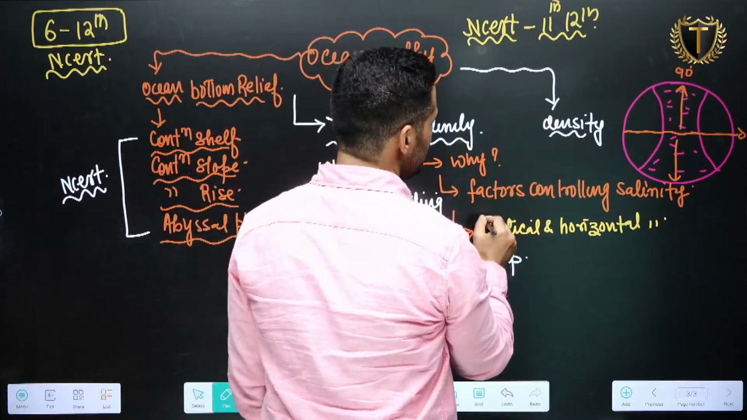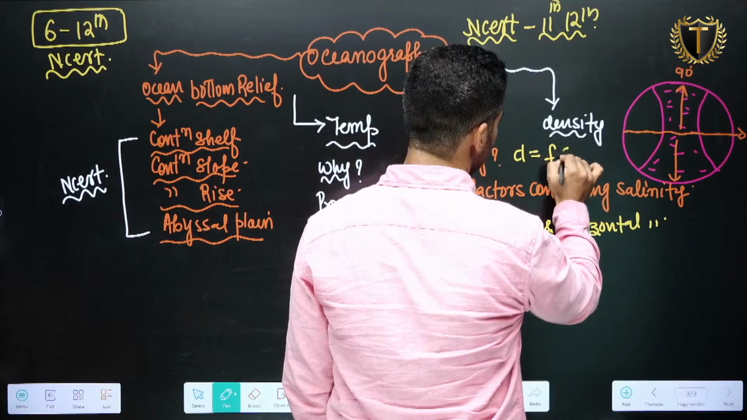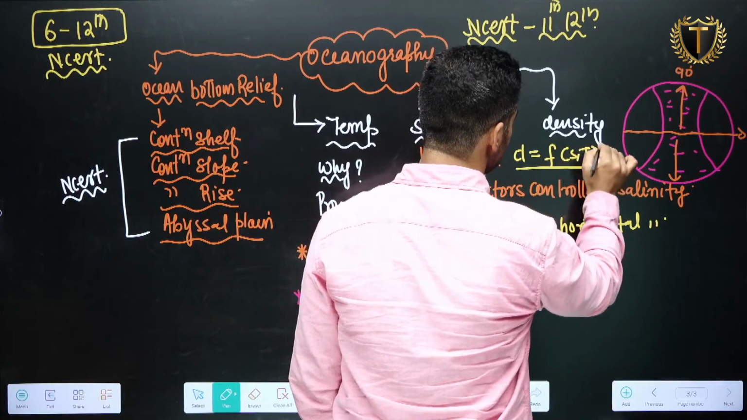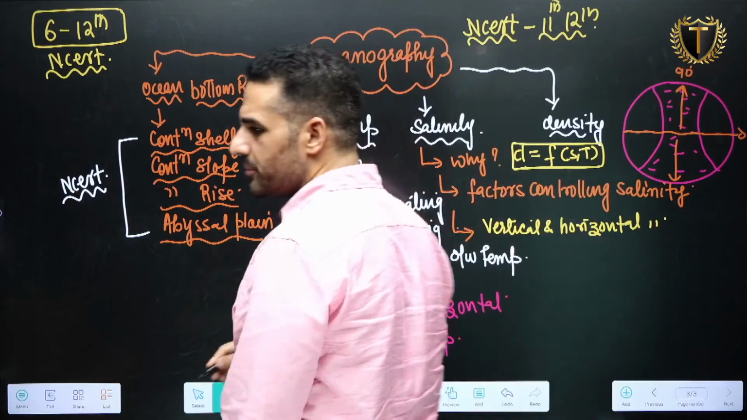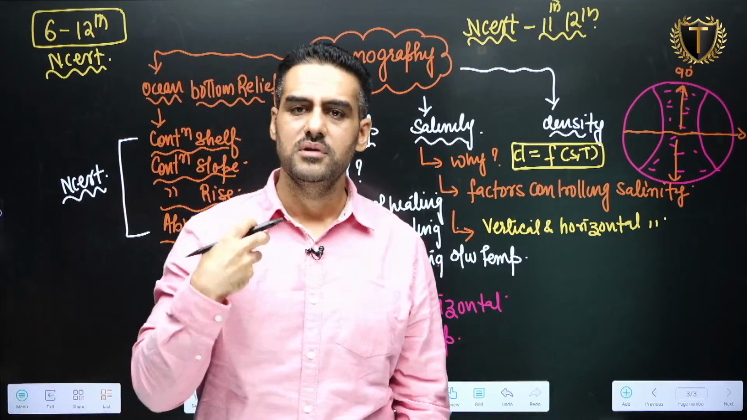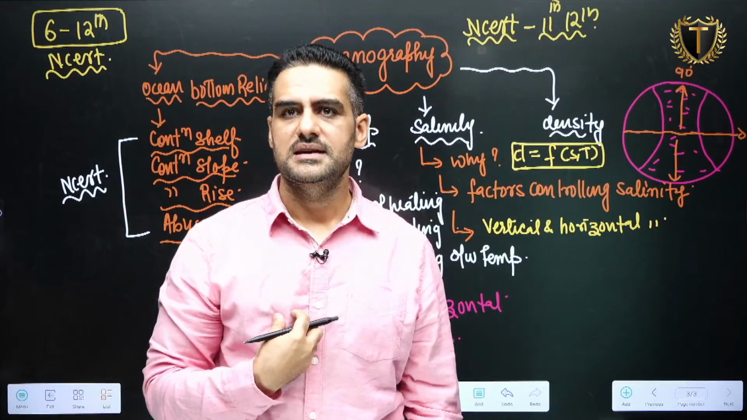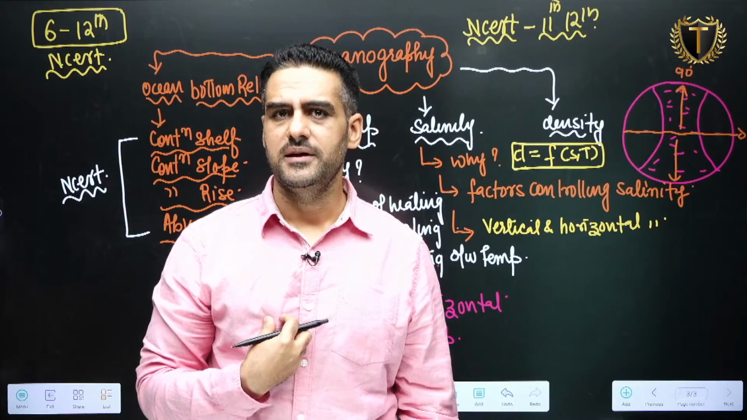So what is density? It is a function of salinity and temperature. So it means if we study salinity and temperature well, we will easily understand ocean water density too. Is this clear? Are you understanding?